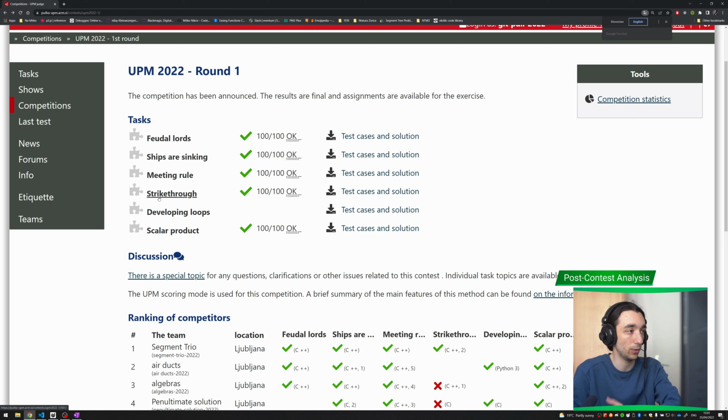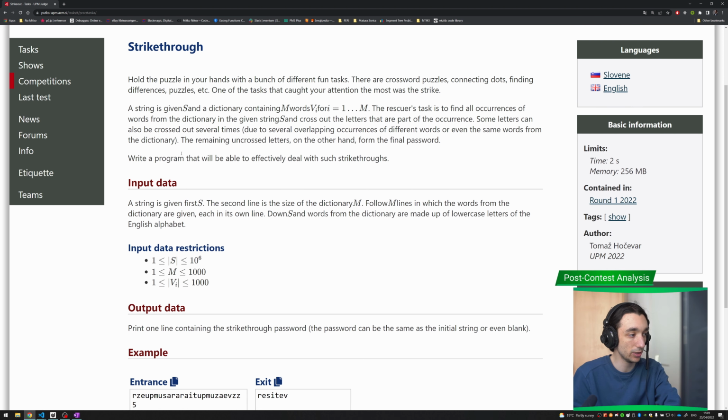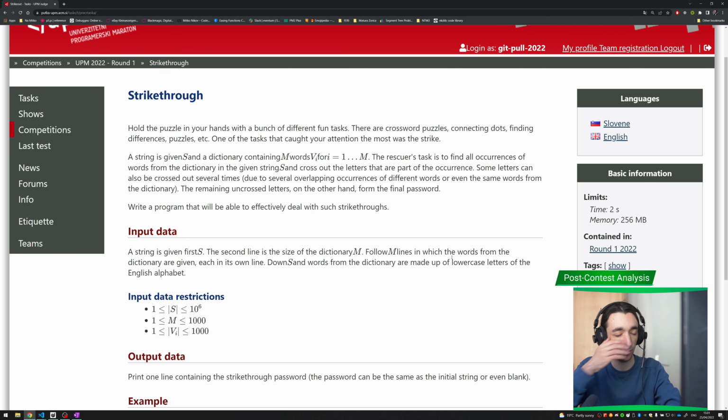But this last one we're going to talk about actually is not going to be the last one. We're going to talk about developing loops, but I won't say a lot because I haven't solved this problem, and I probably won't even try to solve it due to the fact that it's more implementational. This is the most interesting problem of the whole round. Congrats to Tomasz Hocevar, who wrote this problem.